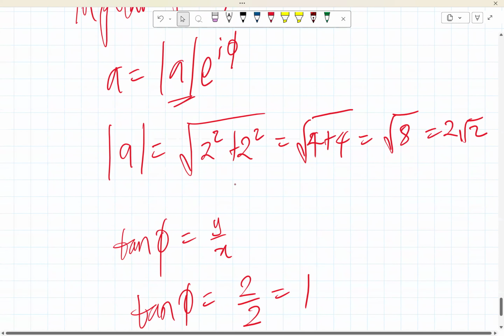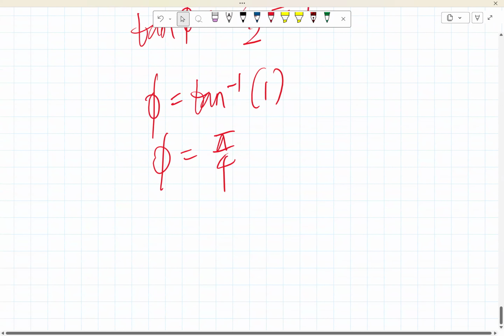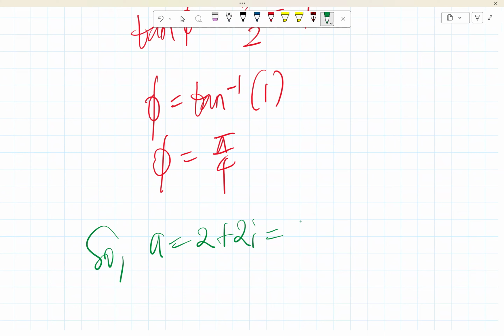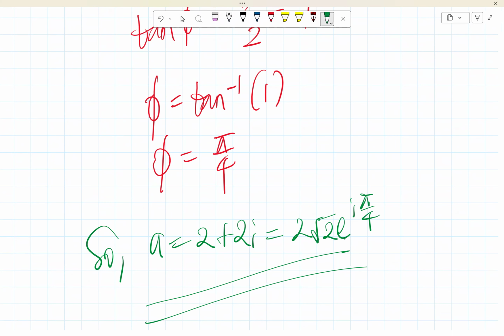So what does that mean? It means that A, which is 2 plus 2i, is the same thing as the magnitude 2 root 2 e raised to the power i pi over 4. That's another way to have that.